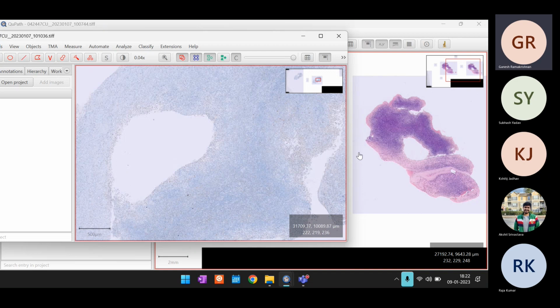Yeah, so the subtraction that you have to do. I mean, why are you trying to subtract? Because we don't want those Reed-Sternberg cells information, we only want microenvironment information. Yeah. Yes.